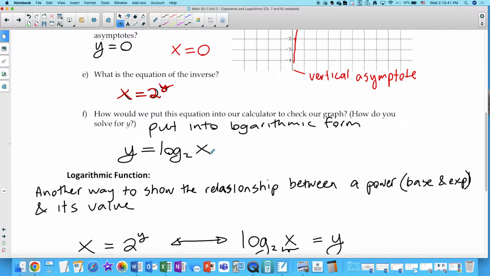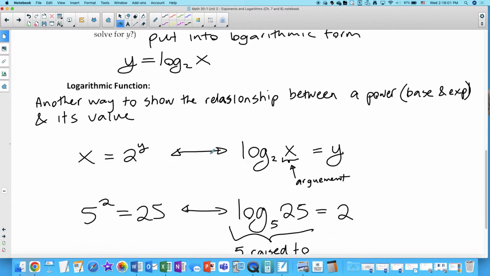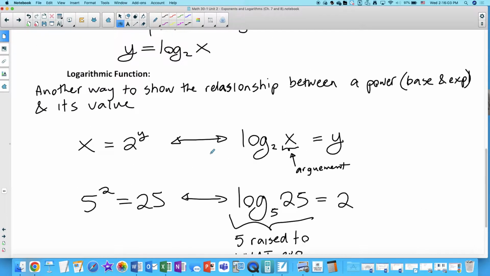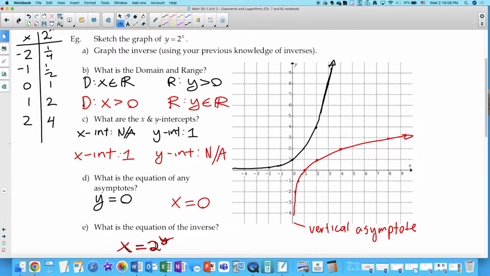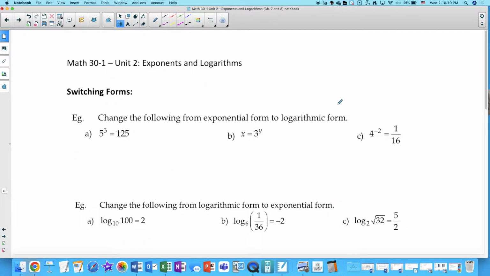Okay, now we're going to talk later on in today's class about how to actually enter that graphically, because you may see a log button on your calculator, but that log button is not log base 2. Okay, so we'll get to that in a moment. The first thing that I want to do is just practice switching forms.